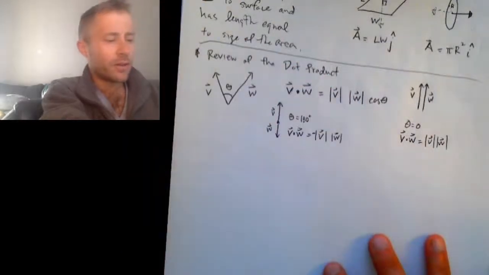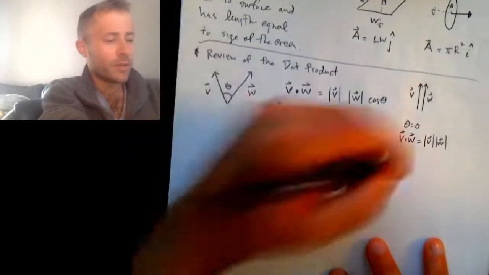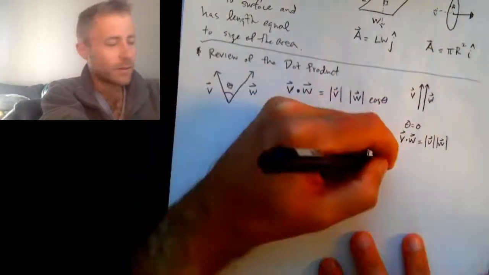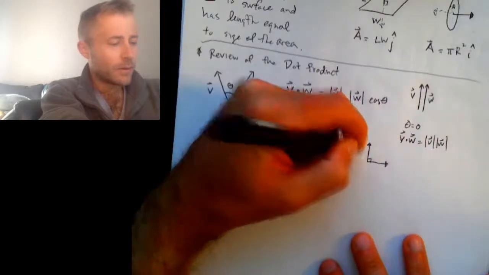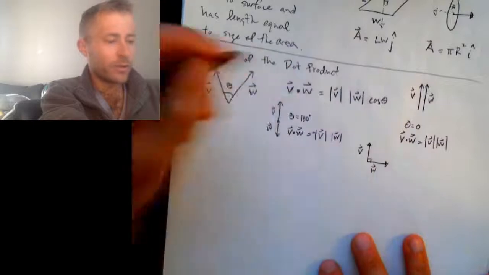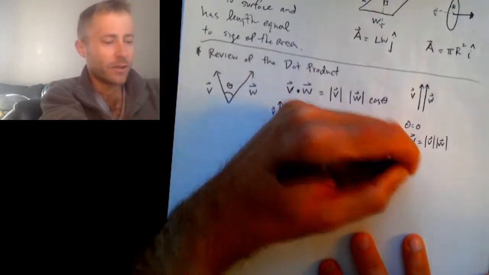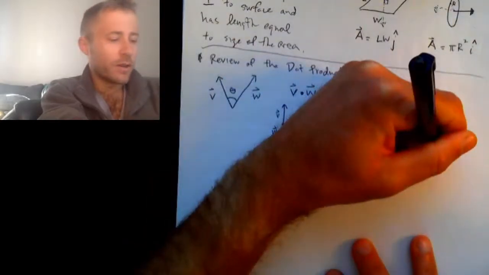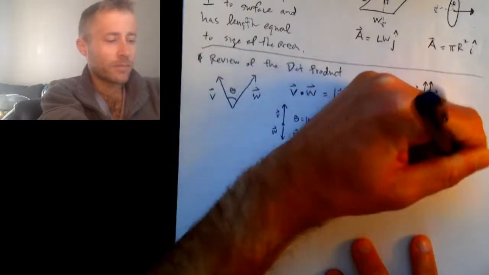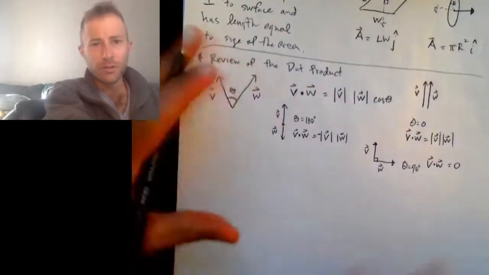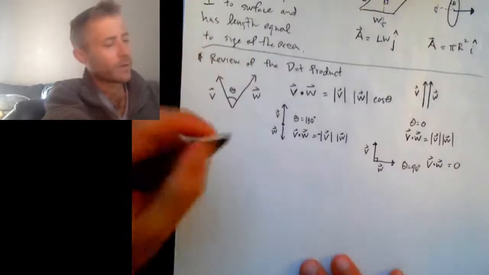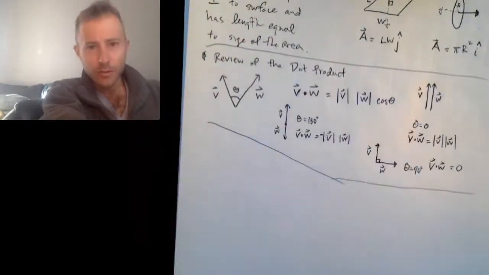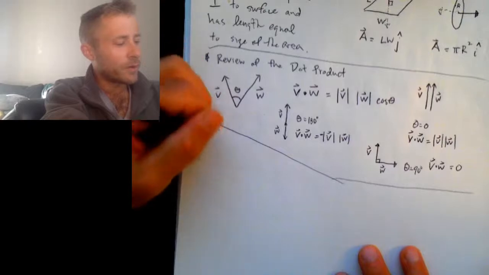And in the case of v and w being perpendicular to each other, theta equals 90 degrees, and the cosine of 90 degrees is 0, and so therefore v dot w equals 0 in this case. Okay, so all three of those cases are going to be important for this lesson. Okay, so now we're ready to define the flux of the electric field.